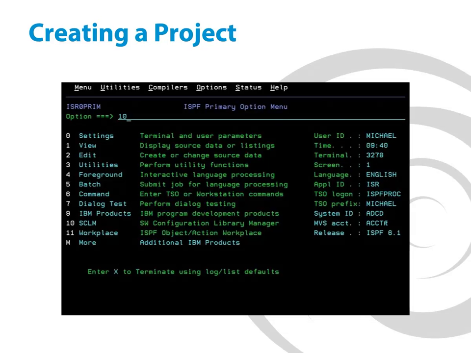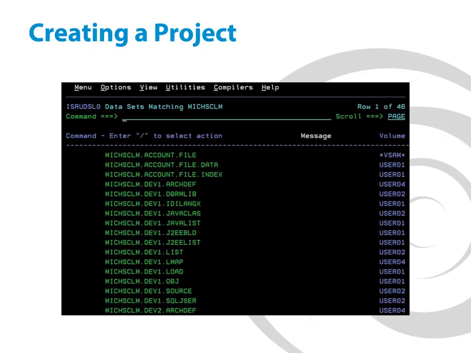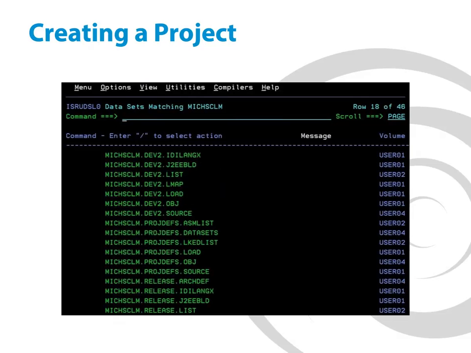SCLM is option 10 in ISPF. Option 7 in SCLM will create a sample project. These are the data sets that have been created and populated. Note the structure, where the high-level qualifier is the project name, the middle qualifier is the promotion group, and the low-level qualifier is the artifact type. The PRODIFS data sets in the middle are the metadata for the project itself.